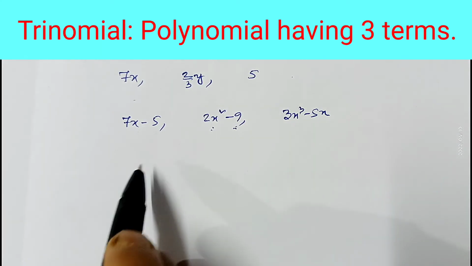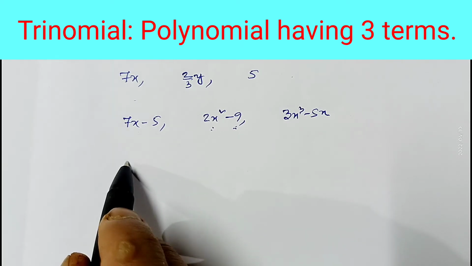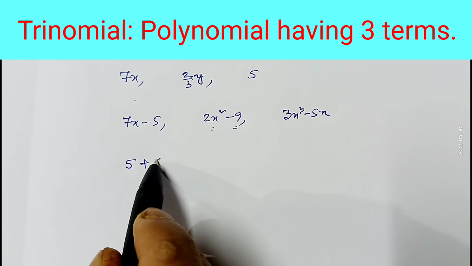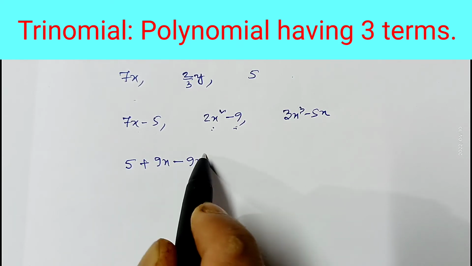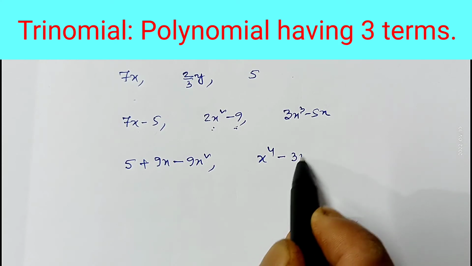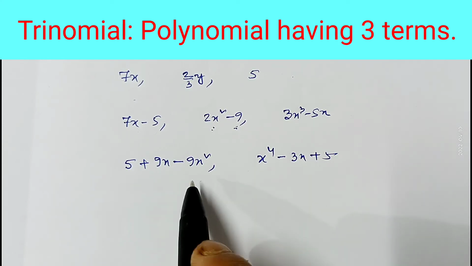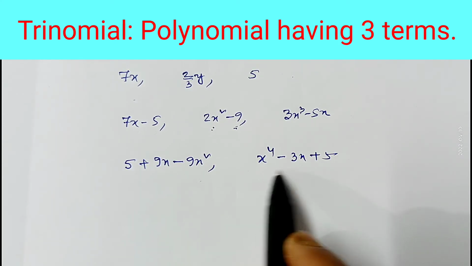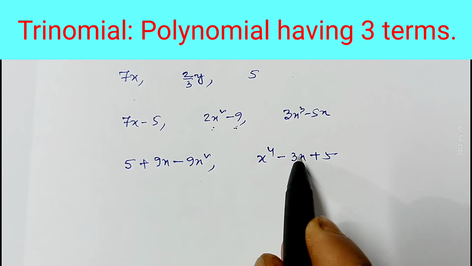A polynomial which has 3 non-zero terms is called a trinomial. Say 5 plus 9x minus 9x squared, or you can consider x to the power 4 minus 3x plus 5. In these two polynomials, there are 3 terms: first term, second, third.